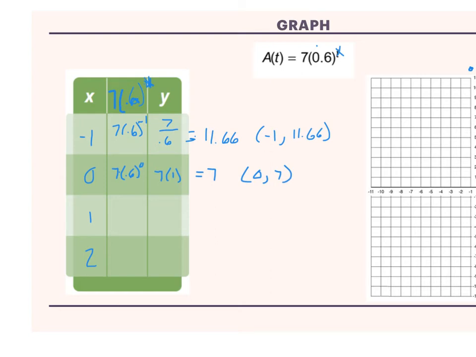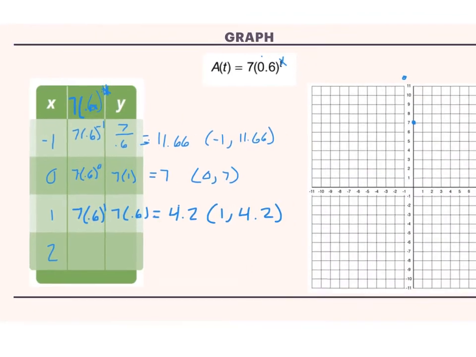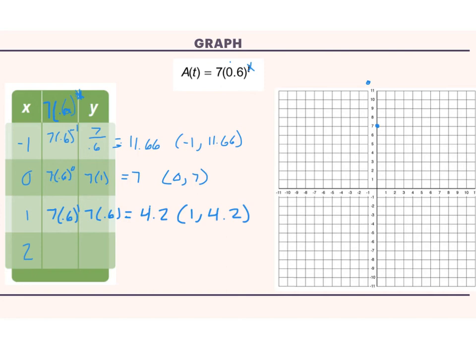Next, we're going to plug in 1. So we have 7 times 0.6 raised to the 1. So this is just like saying 7 times 0.6. We're going to put that into our calculator. So 7 times 0.6 gives us 4.2. So when we plug in 1, we get 4.2. So we're going to go to our graph, go to the right one, and up 4.2.